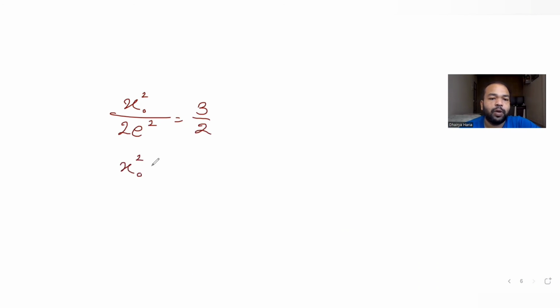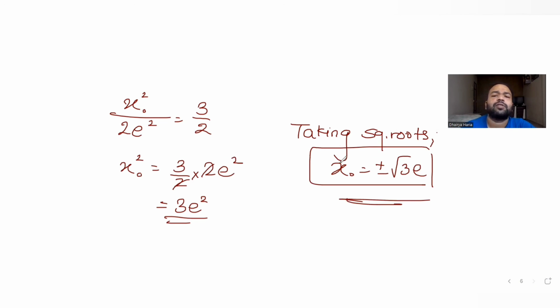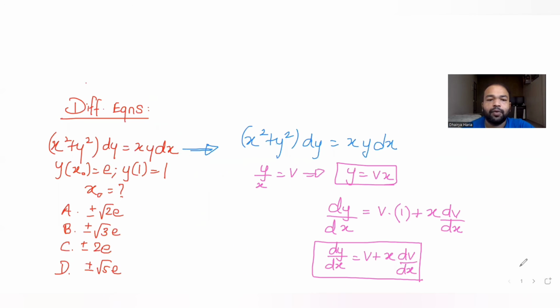So you get x naught square is equal to 3 by 2 into 2e square. 2 gets cancelled, you are left with 3e square. Now x naught square is equal to 3e square. Taking square roots on both sides, we get x naught as plus minus root 3 e. So this is the value of x naught which is asked, and the option that matches here is B. So B is the correct answer for the question given to us.